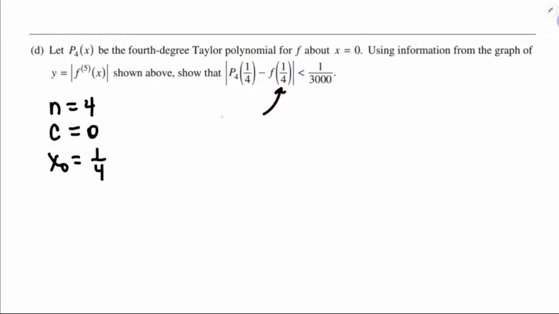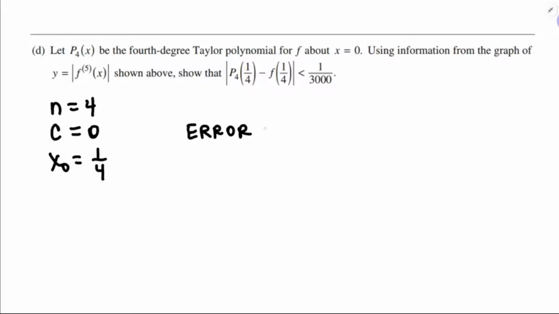And so, we're always going to start off with the absolute value of the difference. That's talking about the difference between the approximation for f of 1/4 that you would get from that 4th degree Taylor polynomial, and then f of 1/4 is the true value. The absolute value of that difference, that is the error. So we're just going to say error always starts off with error is less than or equal to, because we compute error bounds in this course. So it's going to be a fraction.